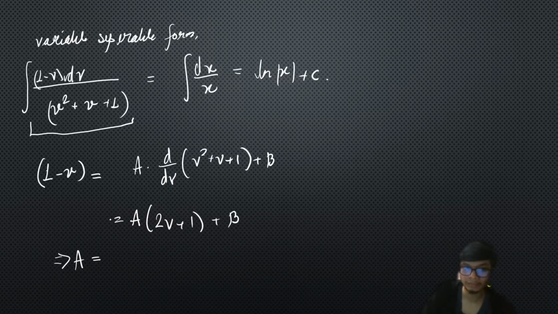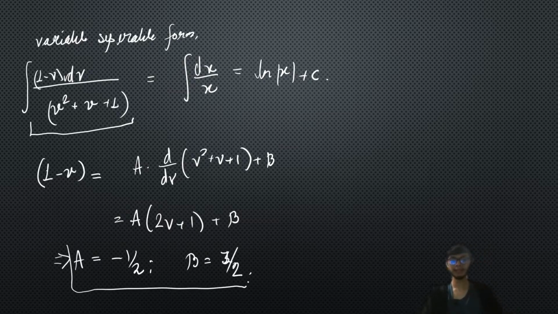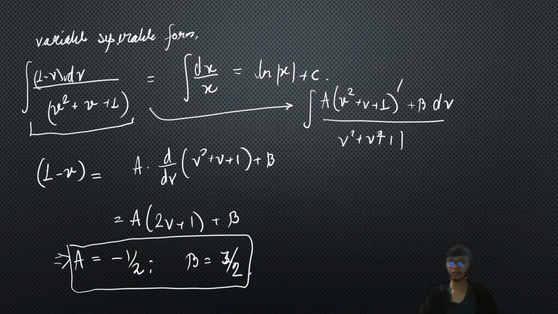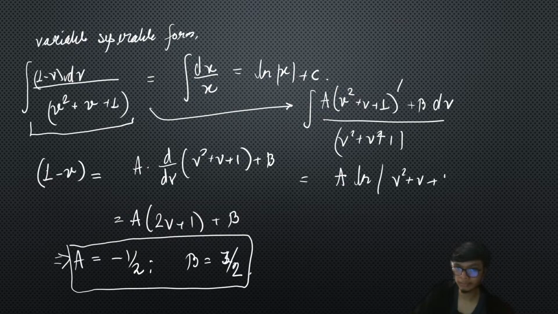Now if we solve both sides of the equation, we can simply solve it by equating the variable part v. So we get a equal to minus 1 by 2, and b equal to 3 upon 2. If we get the value of a and b from here, we can simply solve this integration. This particular integration becomes a times the differentiation of v square plus v plus 1, plus b, into dv divided by v square plus v plus 1. So we can simplify and get this part equal to a times natural log of v square plus v plus 1.